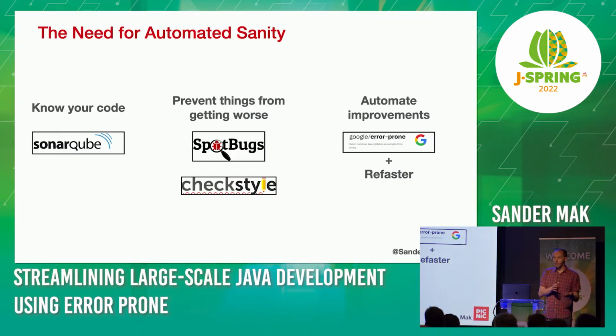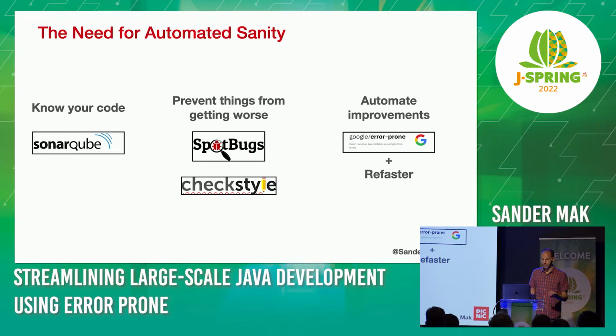So SonarQube helps you a bit to understand your code bases and to see the trends that are in there. But there's also more specific tools like SpotBugs and Checkstyle that you can actually hook into your builds that will yell at you when you do things wrong. And that's already an improvement, right? Because it helps you to prevent things from getting worse in your code base. It prevents you from applying some anti-patterns, or introducing bugs in your code.